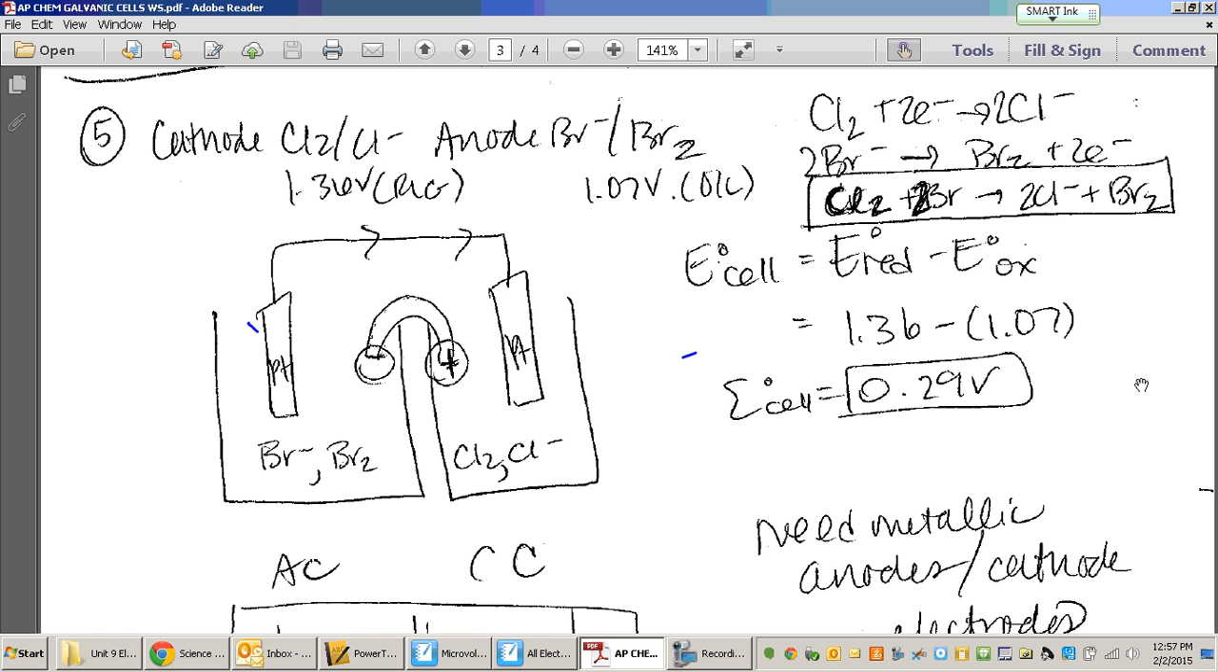When you look at the half reactions and the reduction potential, the bromine had a lower reduction potential. The chlorine had a higher reduction potential. So this is the one that is right, and I have it right here. Chlorine 2 plus 2 electrons yields 2 chlorides, and then 2 bromides yields bromine plus 2 electrons. So they were fine in terms of electron balance. Balance it out. You get a 0.29 voltage whenever you take your red minus ox.